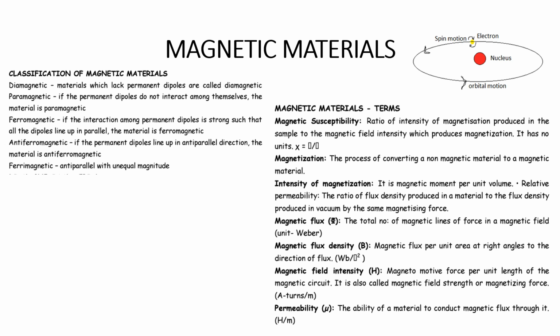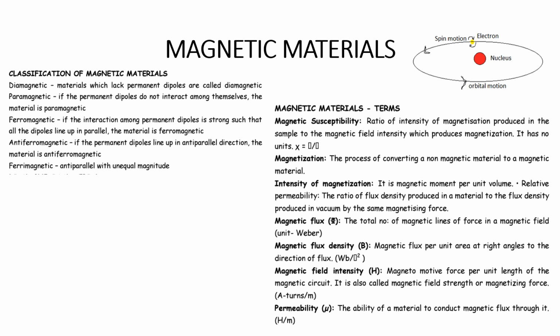So now come to the magnetic materials. Materials are classified based on their magnetic properties like diamagnetic materials, paramagnetic materials, ferromagnetic materials, antiferromagnetic materials, and ferrimagnetic materials.